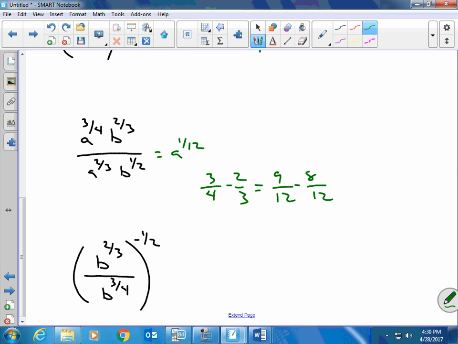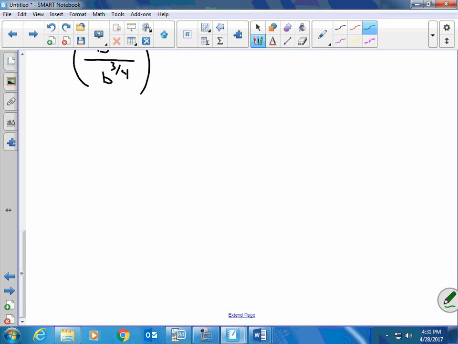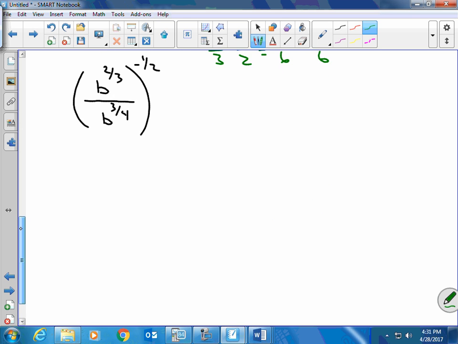B, 2/3 minus 1/2. Common denominator is a 6. Multiply the 2 by a 2 and I get 4. Multiply the 1 by a 3 and I get 3. And I end up with 1/6. You're done. Last one. Last one will make you think a little bit. Last one's a good one.